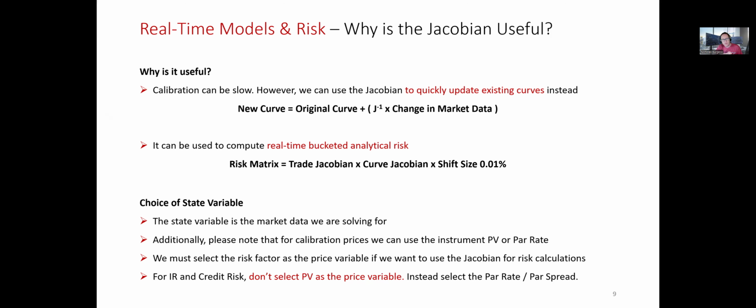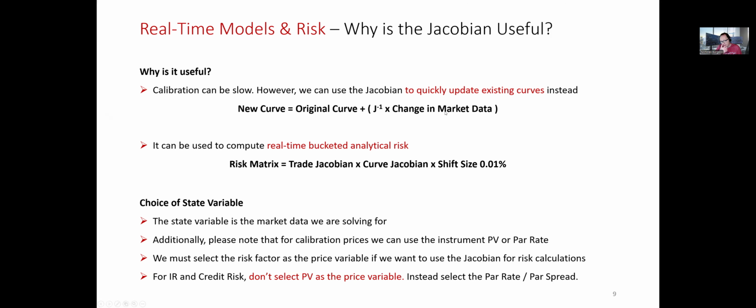We can actually update the original curve without performing a full calibration, and we can use the Jacobian for that. And the formula for it's right here. We take the original curve, and then we use the Jacobian, and we multiply the inverse Jacobian by the change in market data.